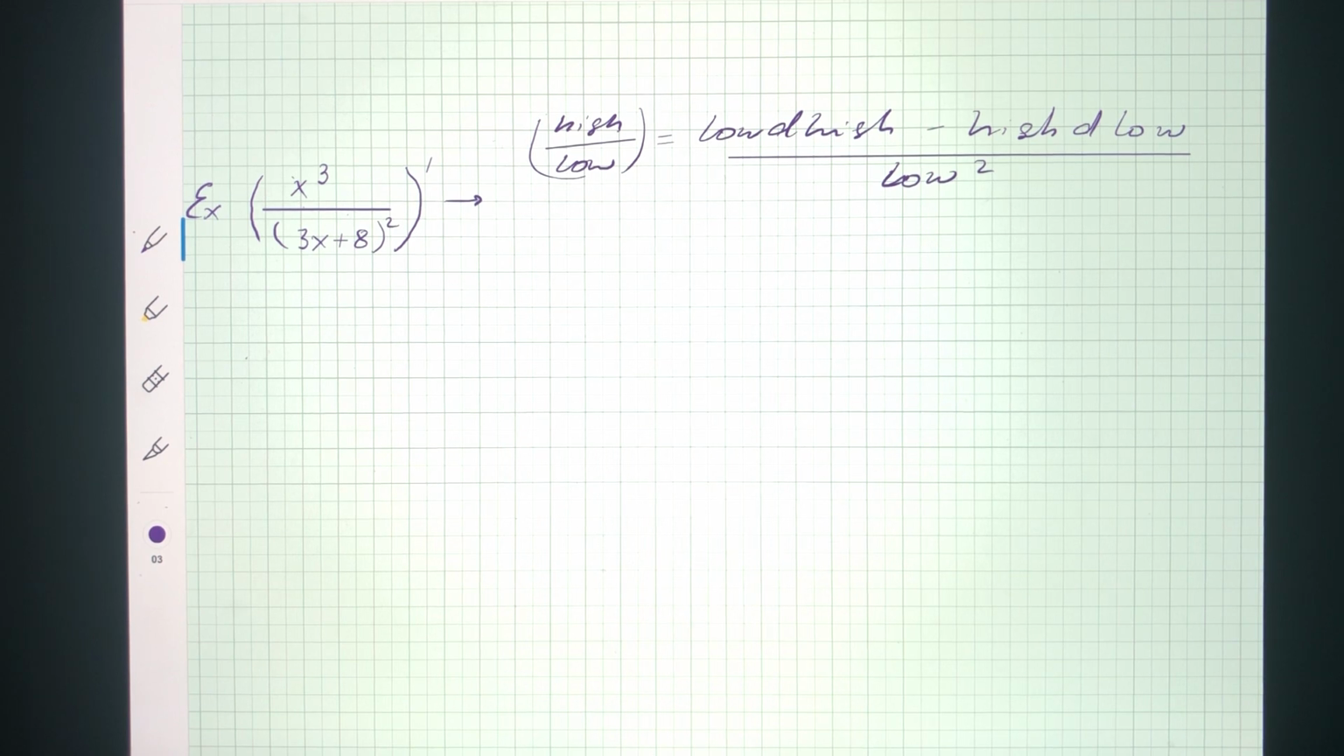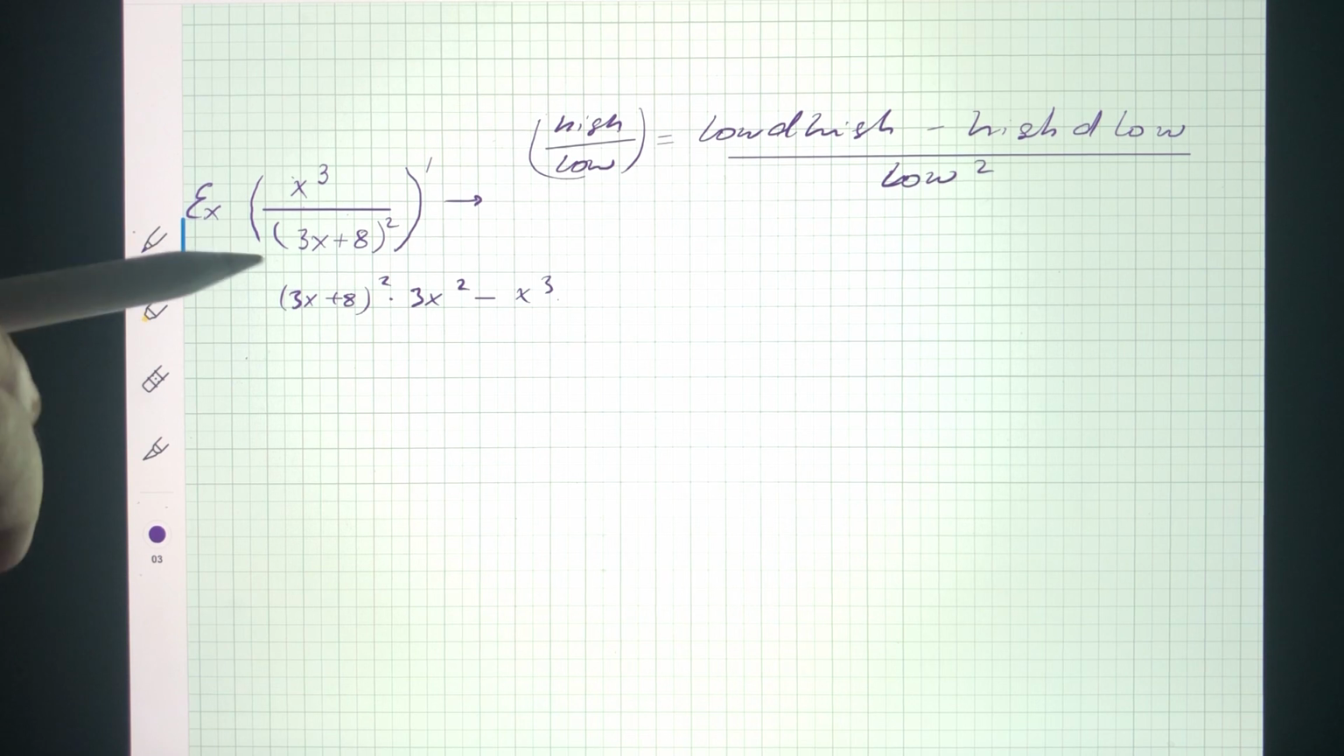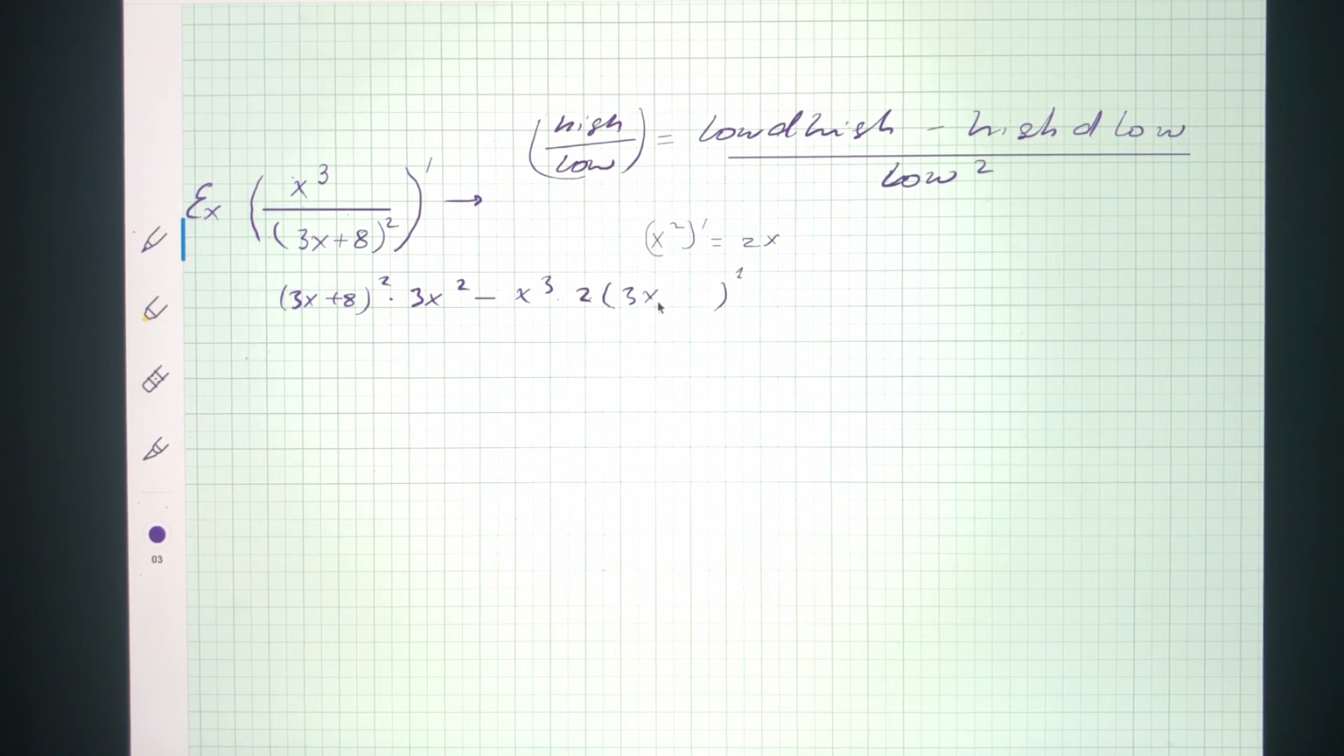So we have the low, that's (3x plus 8) squared, times derivative of high, that's derivative of x cubed, which is 3x squared, minus high, that's x cubed, times the derivative of low. The derivative of low is the derivative of (3x plus 8) squared. Using the power rule and the chain rule, the derivative of anything to the 2 is 2 times anything to the first. So we move the power to the front, and now we have to the first 3x plus 8.